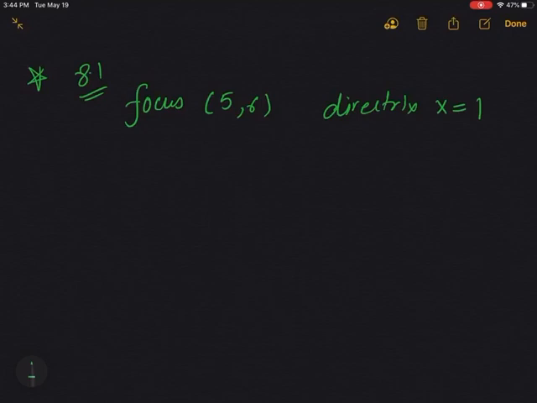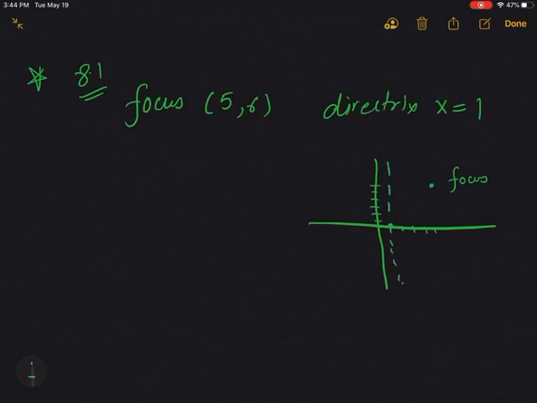Again, just like always, I'm just going to graph these points and plot this information first. The focus is at (5, 6). 1, 2, 3, 4, 5, and 1, 2, 3, 4, 5, 6. So it's here. That's where the focus is. And you know, the focus is always inside the parabola. So let's plot the other information here. x equals 1 is going to be a vertical line exactly at 1.